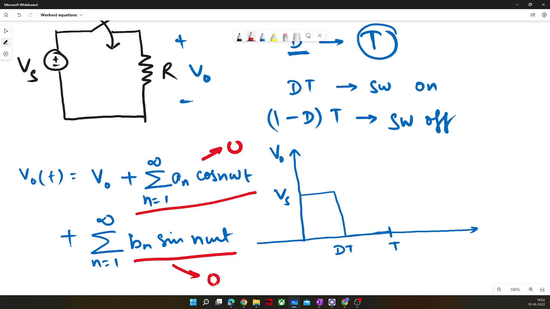So by seeing this waveform, what do you think? Which kind of waveform is this? Is it even or odd? Okay, so even. Fine. How can you say it is even? Because x of t is equal to x of minus t. Okay, so you are saying that x of t is equal to minus of x of minus t. So let us identify whether this condition holds true here.